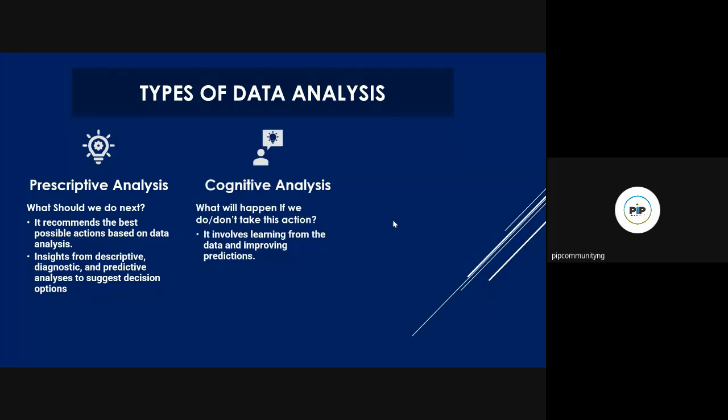So the next one now is cognitive analysis. This answers the question, what will happen if we do or do not take this action? It involves learning from the data and improving predictions. So you've made a prescription that this is what we should do.